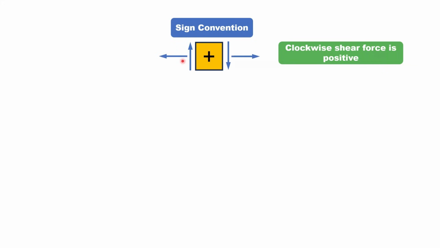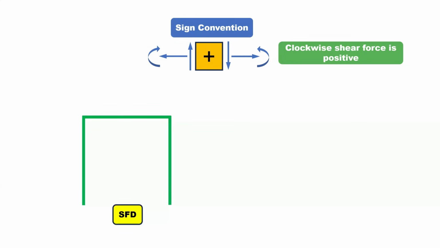Secondly, forces pulling an element are positive, so tension is positive in other words. Thirdly, clockwise moments from left sides are positive. Anti-clockwise moment from right side is positive. This is our sign convention.